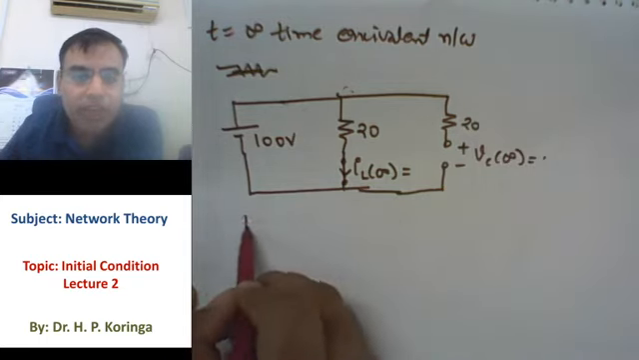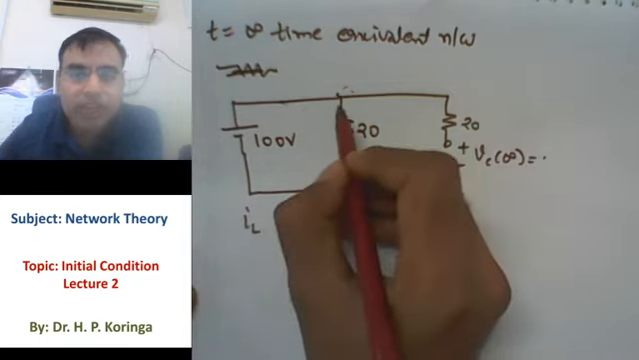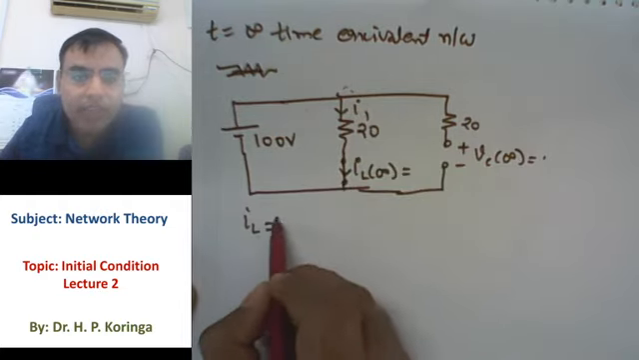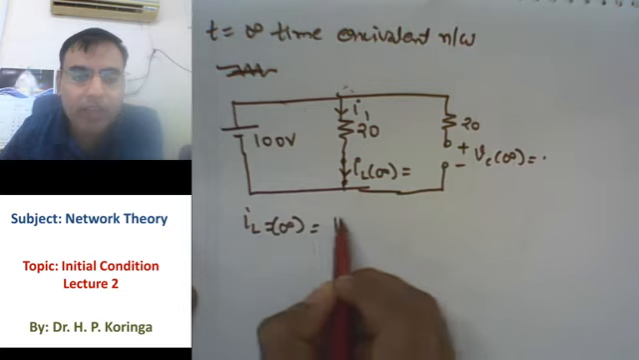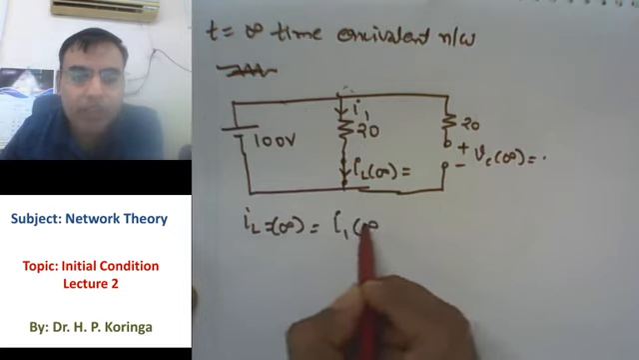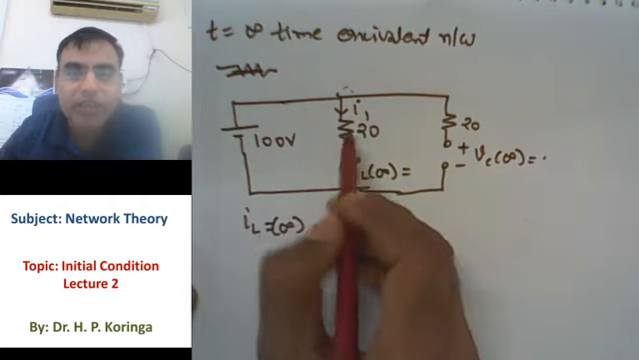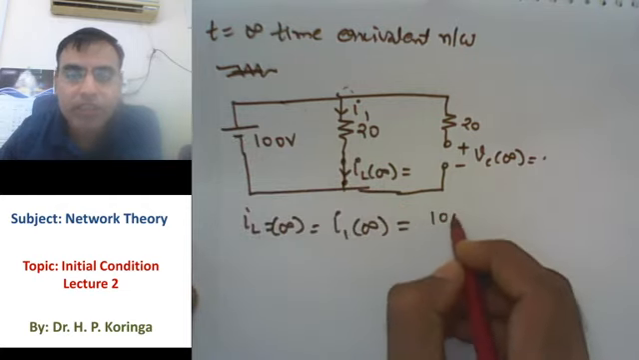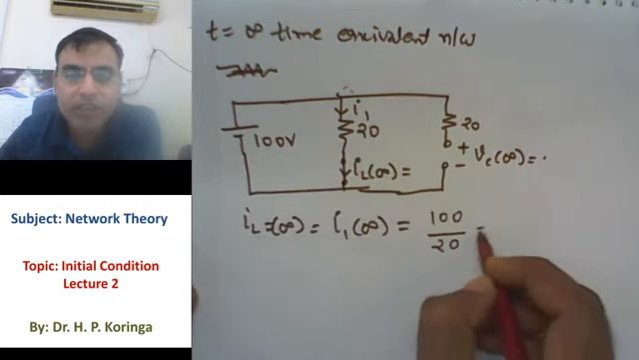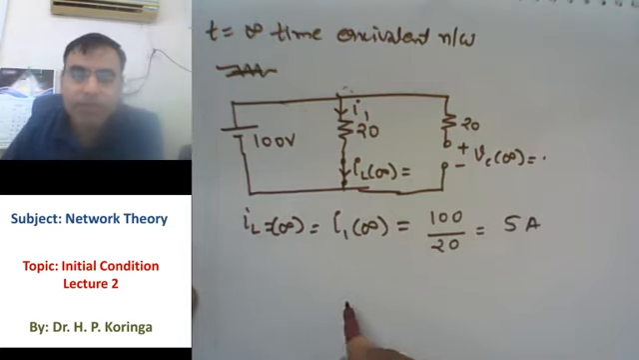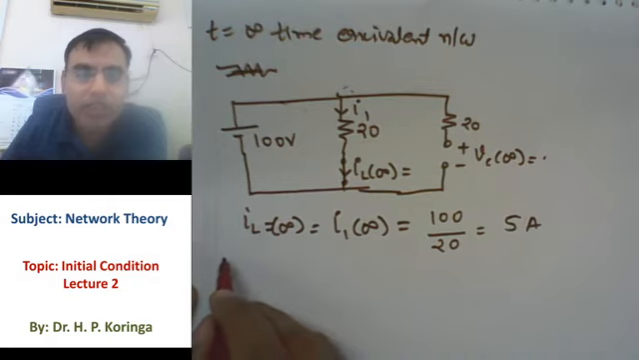So whatever the voltage, it is the VC of infinite. So what is the IL of infinite? It means here the current is I1, right? So IL of infinite is I1 of infinite because it is the same branch current. So I1 of infinite is 100 divided by 20, so 100 divided by 20 is equal to 5 ampere.